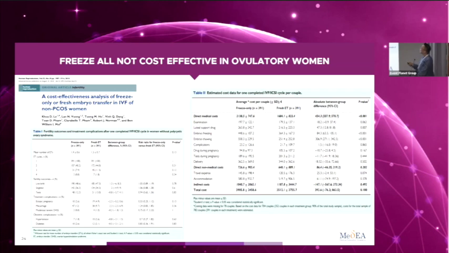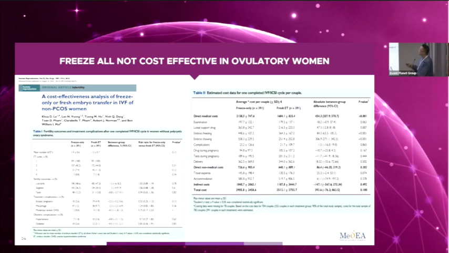Right. I think the most important thing that we want to know is whether freeze-all is a really cost-effective strategy, right? Because in some centers, some women are not able to afford a freeze cycle. They want to do just IVF, get the embryos, put them back, and then try their best.